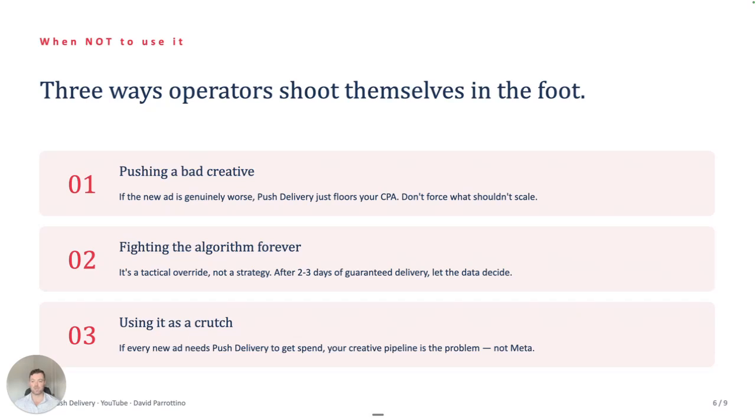Number 3 is using it as a crutch. So if every new ad needs push delivery to get spend, then your creative pipeline is a problem, right? If your ad is not getting spend, typically it's because Meta thinks it's not good enough, right?